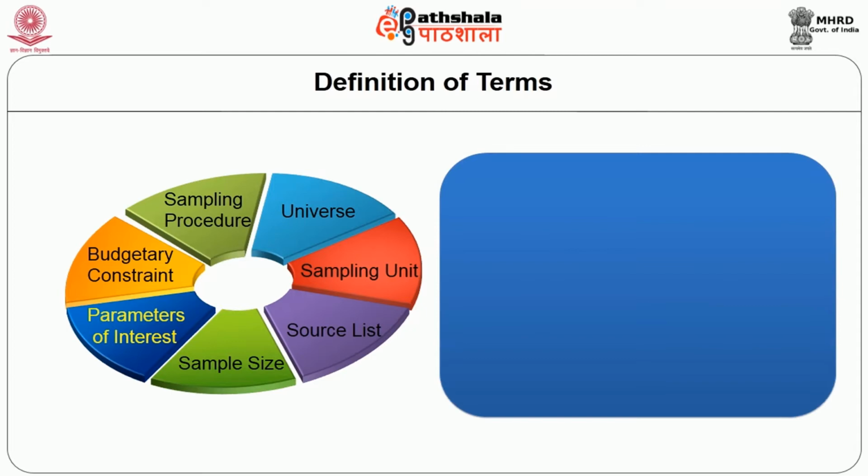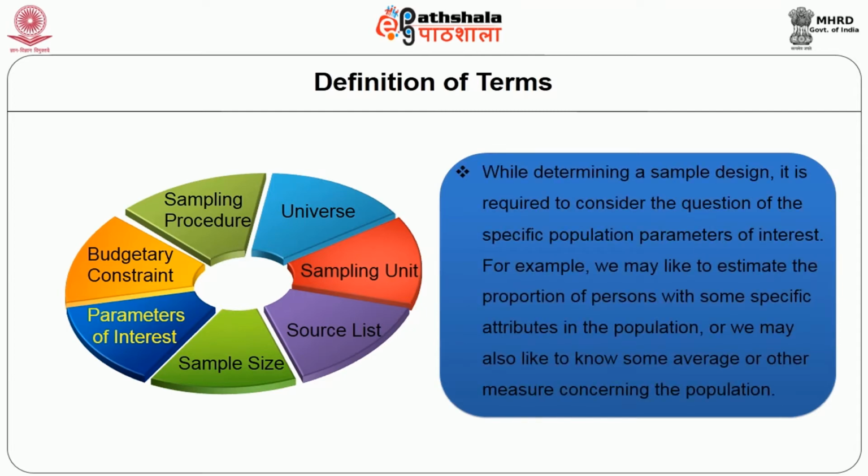Parameters of interest. While determining a sample design, it is required to consider the questions of the specific population parameters of interest. For example, we may like to estimate the proportion of persons with some specific attributes in the population, or we may also like to know some average or other measure concerning the population.